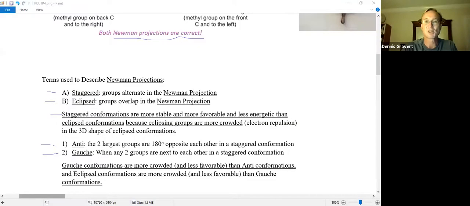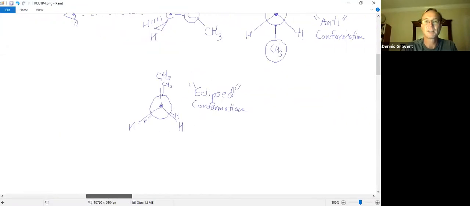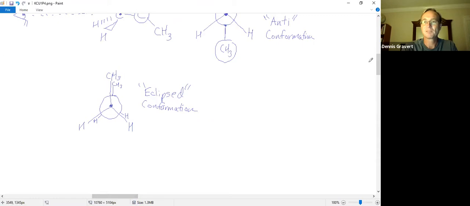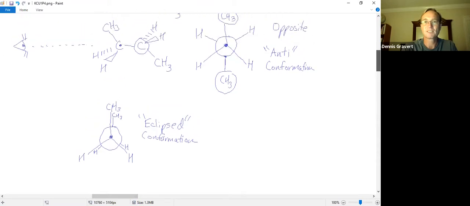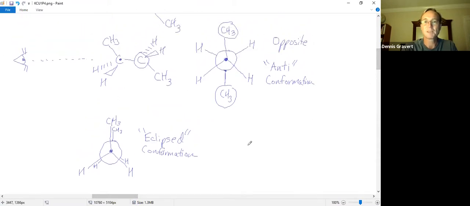Where my drawings go, hiding over here. See if we can keep all three on the screen. There's anti-conformation. Okay, so we said we're going to focus on the forward carbon. So forward carbon's a dot. The methyl group was way up high. Hydrogen bottom left, hydrogen bottom right. And then we had the back carbon. And then where was the methyl group on the back carbon? Was it up and to the left, I believe? Let's go check.